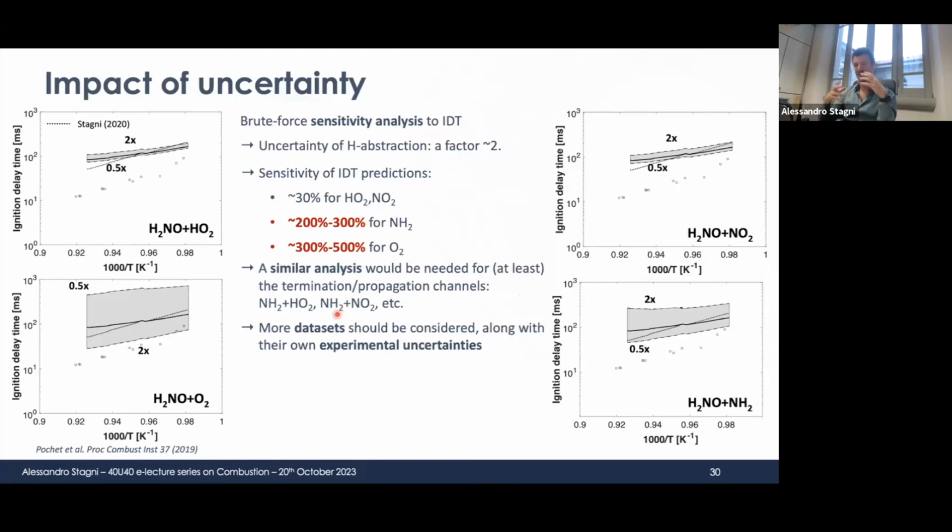We also have to consider that this analysis shouldn't be done only for these four reactions of H2NO, because there are a lot of other uncertain reactions in the literature. And we will need to do a similar analysis also for a lot of other termination or propagation channels. We should consider also that not only these data sets should be considered, but a lot of other data sets in the literature, so we can easily understand that the problem becomes very, very complex and complicated. And so the conclusion of this part is that, okay, we have very accurate kinetic rates, we have very accurate experiments, but optimization is a necessary follow-up of all of these in order to reconcile the predictions.